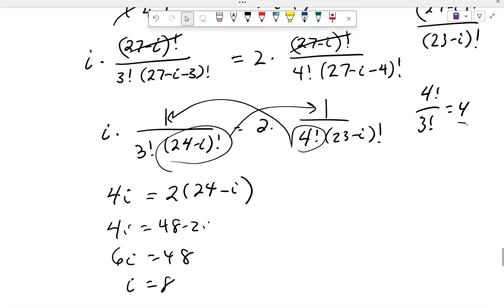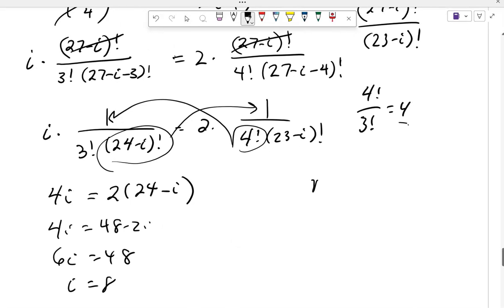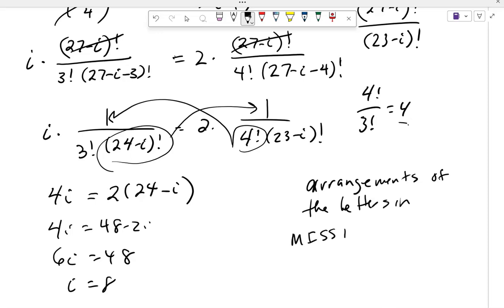I do want to talk about one more thing before we move on to the next section here. Another thing that we talk about for being able to count things is arrangements where you've got indistinguishable objects. So for example, maybe I ask you, what's the arrangements of the letters in the word Mississippi?